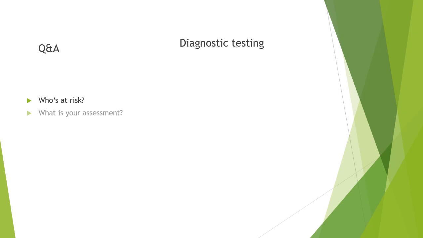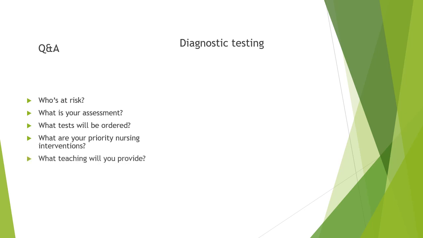Okay, some things for you to consider as we go on. Questions you should be asking yourself and thinking about. So with each of these illnesses, who's at risk? Who's most at risk? What is your assessment? What tests should be ordered? And then what are your priority interventions going to be? And what teaching will you provide for the family?